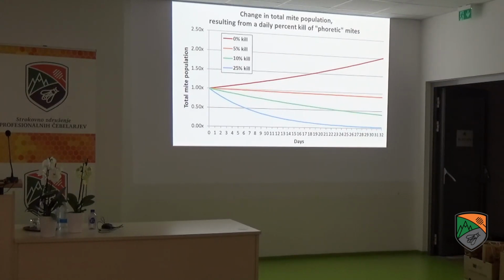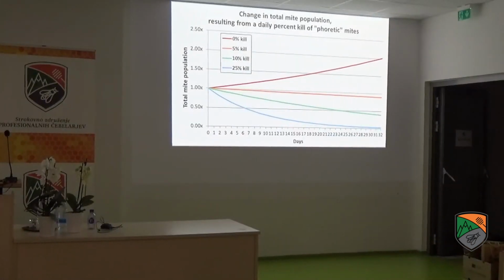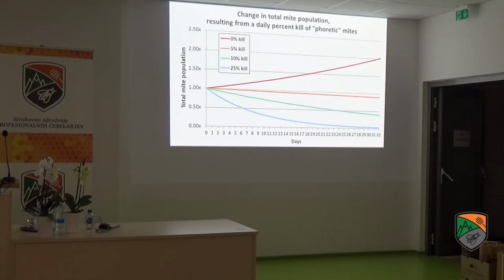If you're killing 10% a day, it's going to go down fairly slowly. If you're killing a quarter of the mites, this is just of the mites on the adult bees, not the mites in the brood, then after about a month, you would have taken it down. What we see, it actually takes about 2 months. Anyway, this gives you an idea. You don't have to kill a whole bunch of the mites if you're killing some every day.